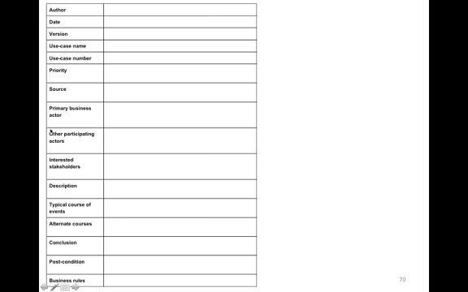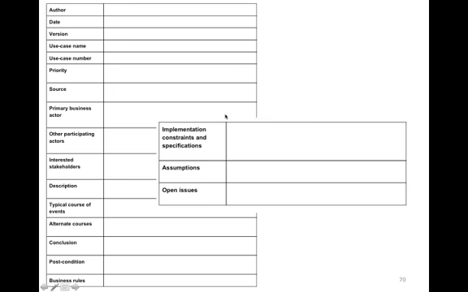Other participating actors, that you should put in. Interested stakeholders, you should do that. The description, this is very important. A typical course of events, this is the steps that we talked about. Alternative courses, so these are what happens when something goes wrong in the typical course of events. When is this use case over? So in terms of adding a new password, it is the password is successfully updated. A post condition: is there anything that has to happen after the actor is done? Are there business rules that you know of? Are there any constraints that you know about? Are there any assumptions that you are making? And what are the open issues?